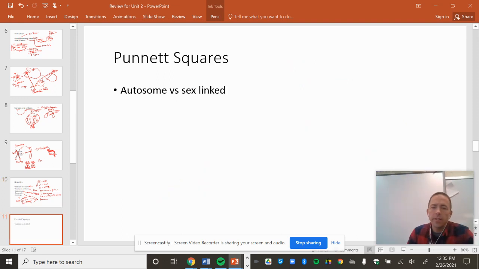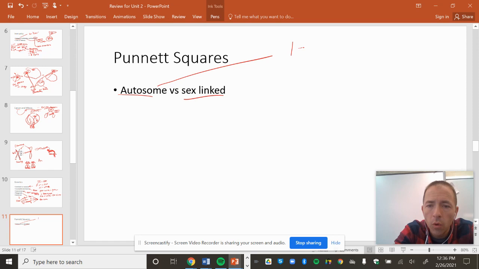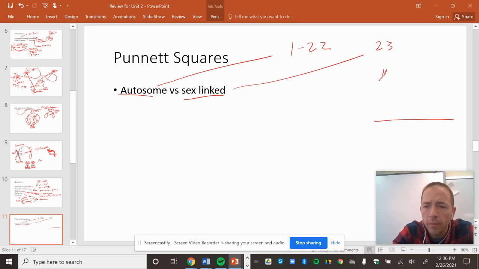Okay, so then we looked at Punnett squares, right? With Punnett squares, you have to understand how to do these both from an autosome situation and a sex-linked situation. So remember, autosomes are the chromosome pairs 1 through 22, and the sex-linked ones means that we're talking about 23. So if you remember, we had a karyotype.